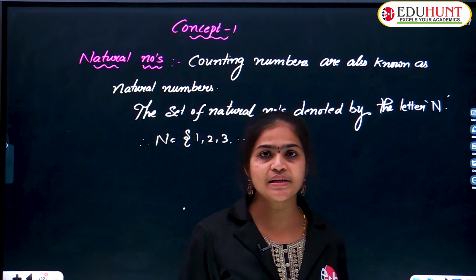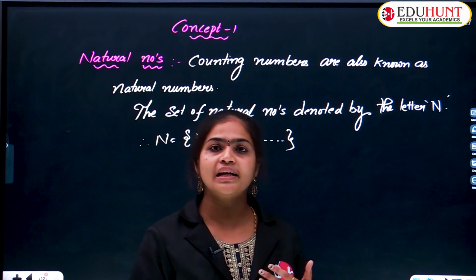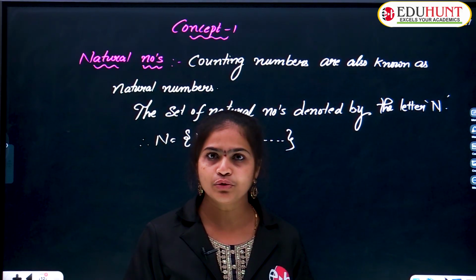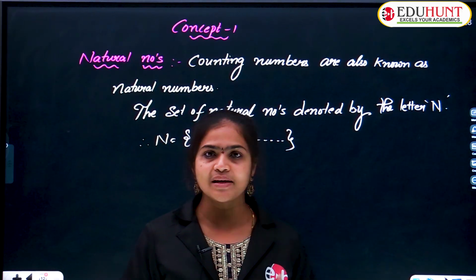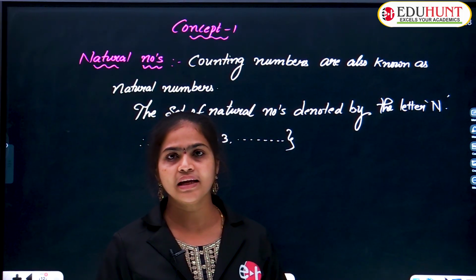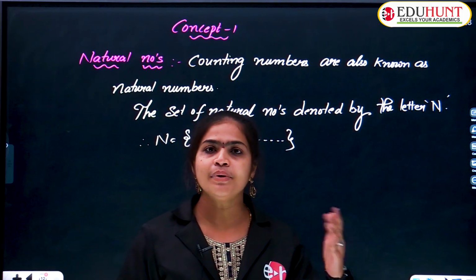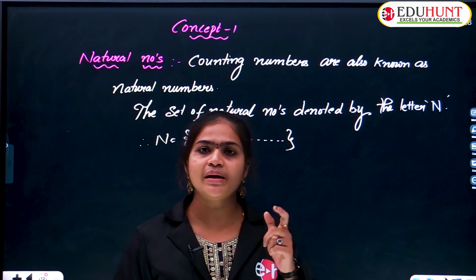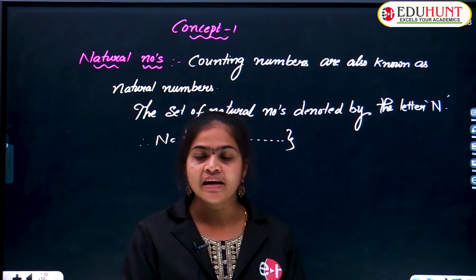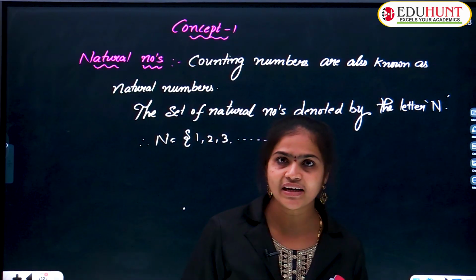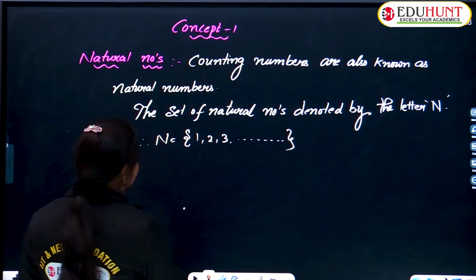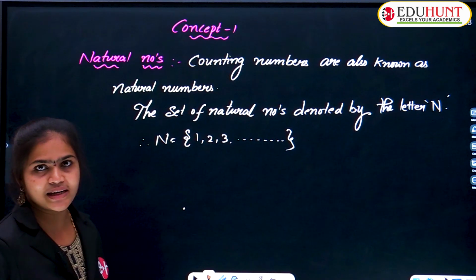Predecessor and successor mean what? If you add 1 to any given number, then you will get the next number. That next number is the successor of the given number. So simply, the number after the given number is called the successor, and the number before means the predecessor. If you subtract 1 from the given number, you will get the number before, which is the predecessor of the given number.